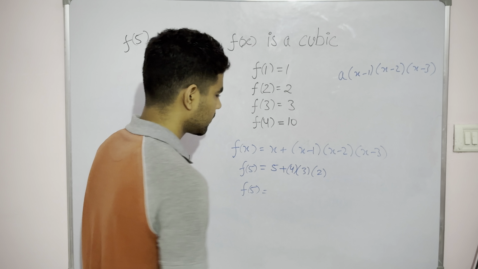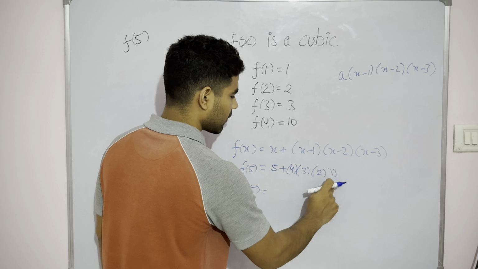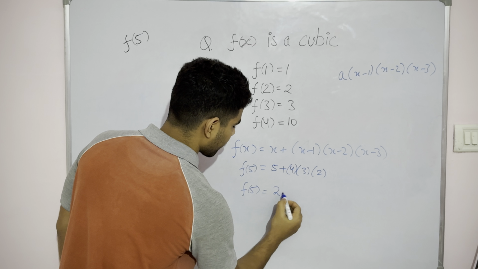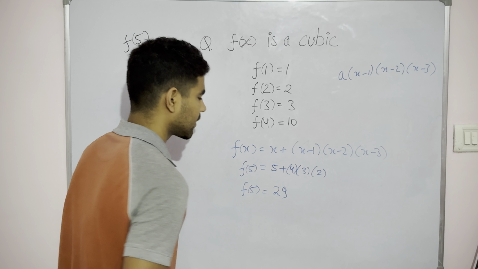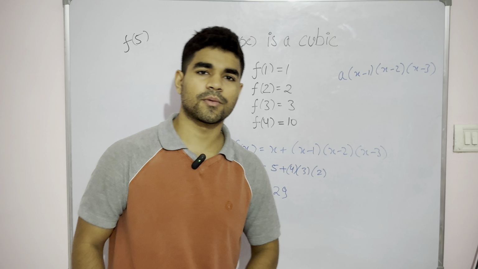4 into 3 into 2 is 24. We don't have a 1 here, but we can write a 1 or just simply remove it. 4 times 3 times 2 is 24, and 24 plus 5 is 29. So our answer is 29. So f(5) came out to be 29.